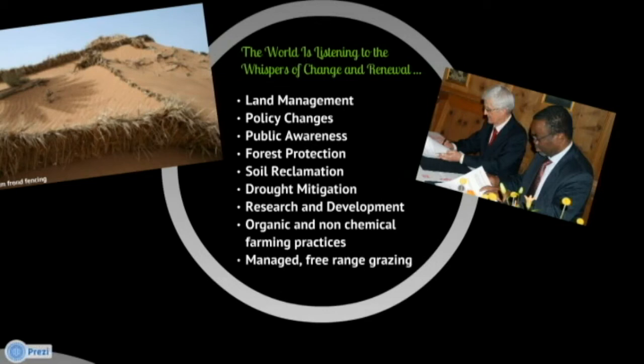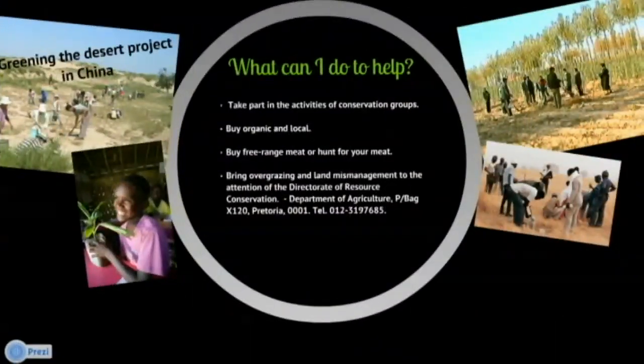As I mentioned before, the effects of nitrogen in the soil. Organic or non-chemical farming practices could be used. And we also need to use managed free-range grazing. Now you may be asking, what can I do? You can take part in the activities of conservation groups.